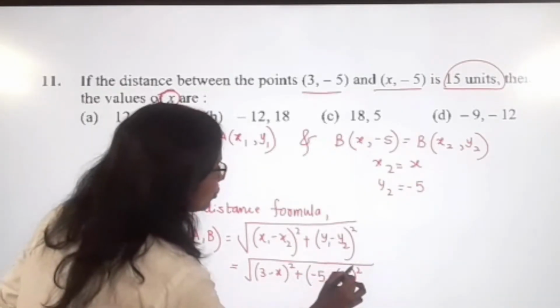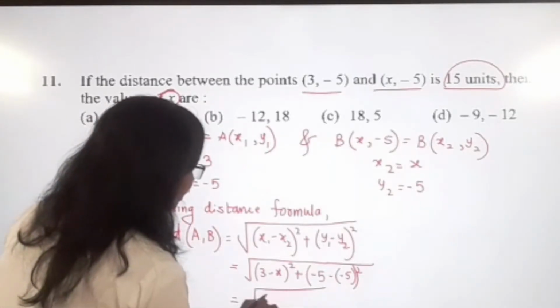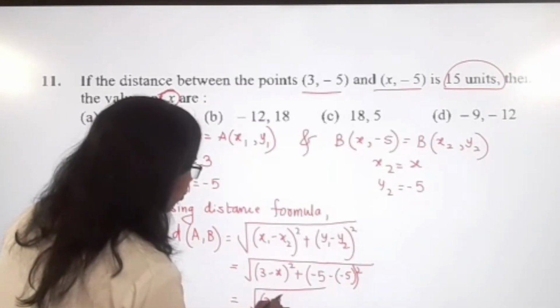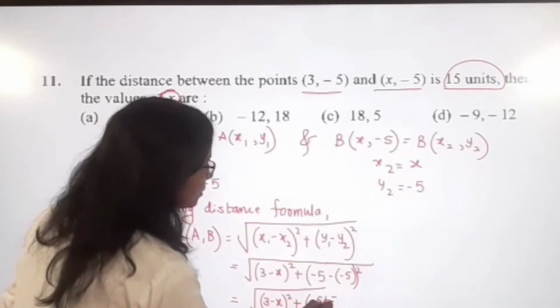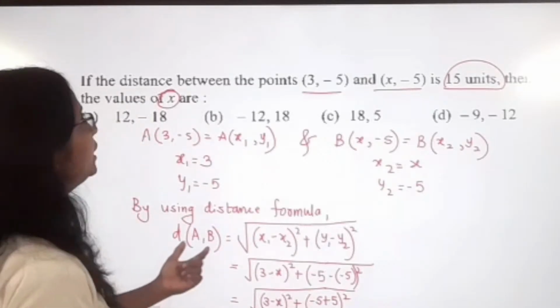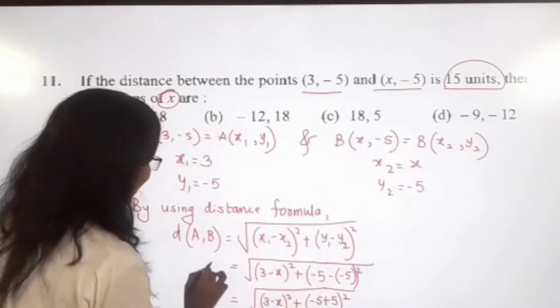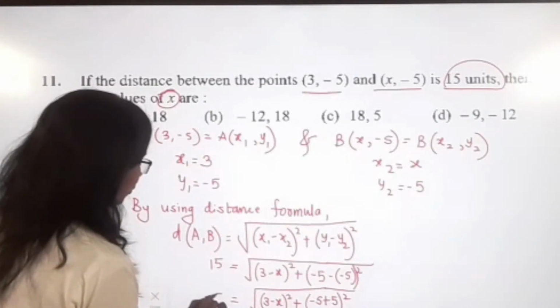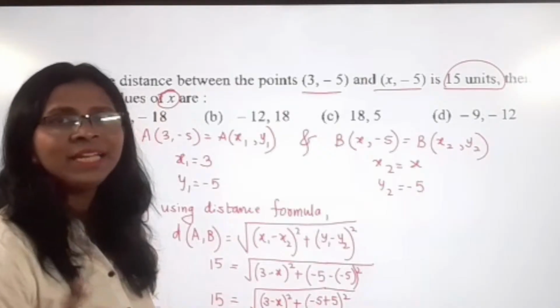So now here students, in the square root, (3 minus x) whole bracket square plus (minus 5 plus 5) whole bracket square. So now the distance from A to B is 15 units students. So here also we can put this value. The minus 5 plus 5 will be equal to 0.